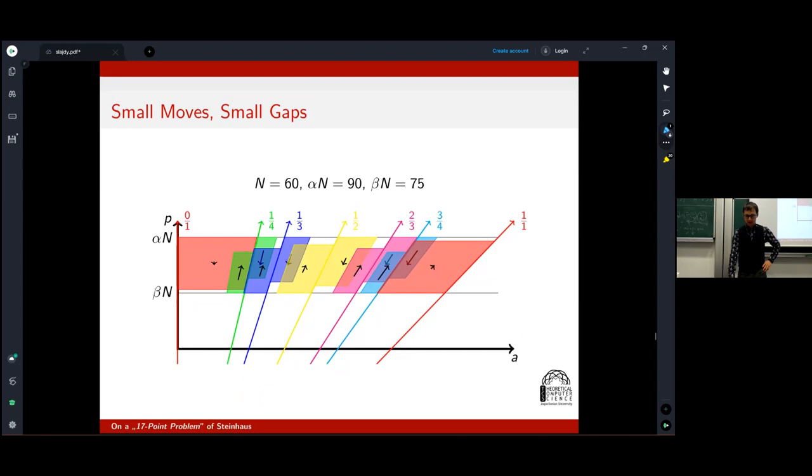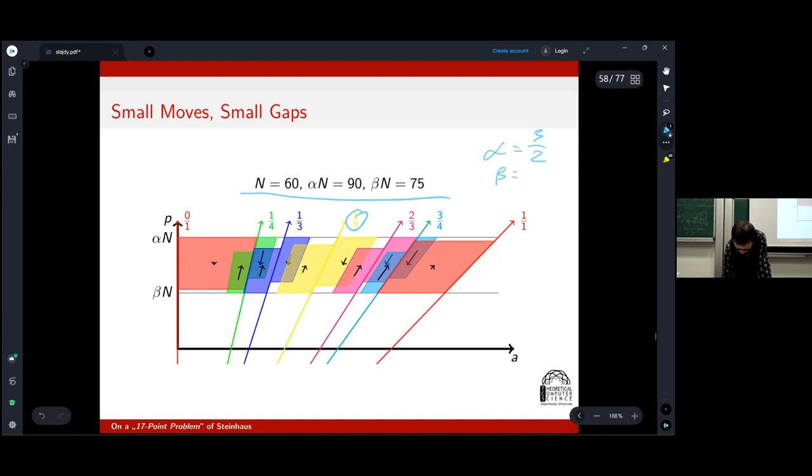Okay, so once you have this idea, you can run a computer, and this is what you will get. Those colored regions are the regions for which small moves are fine. So let's focus on this yellow region of 1/2. For this set of alpha and beta, here alpha is 3/2 and beta is something. Not too good, I would say, but it allows for a nice drawing.